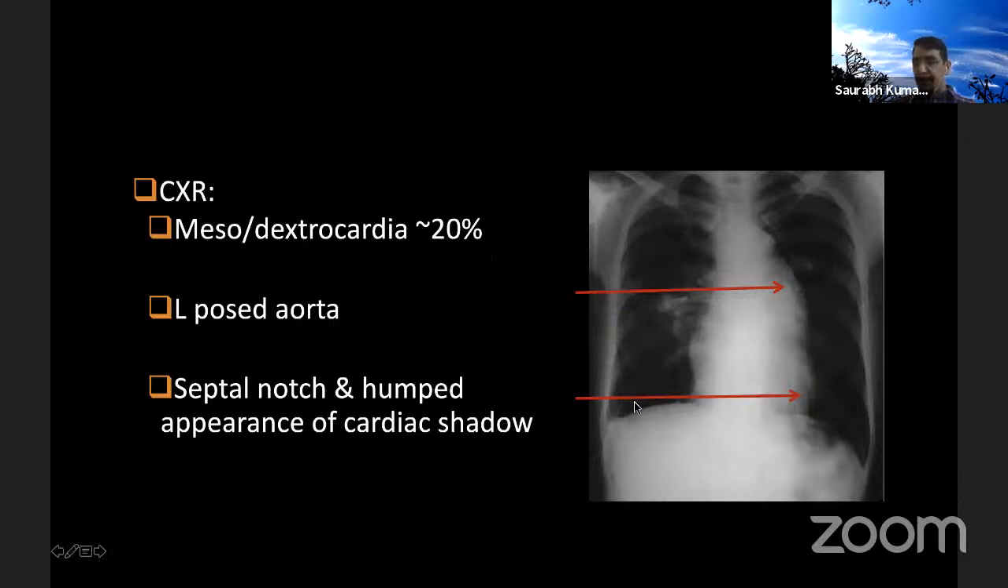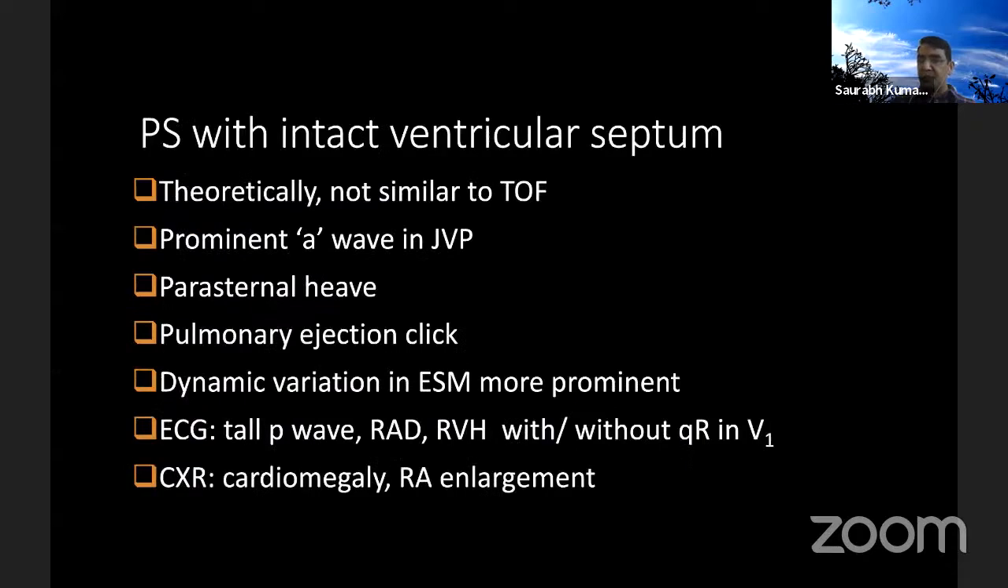And this is the X-ray of CCTGA, and you can see in some of these cases there can be even a hump between RV and LV because the septum lies something like this in these patients. But this is a subtle finding. It's not so important. Even if it is missed, it doesn't make a huge difference in clinical presentation.